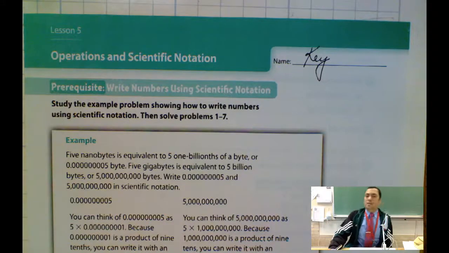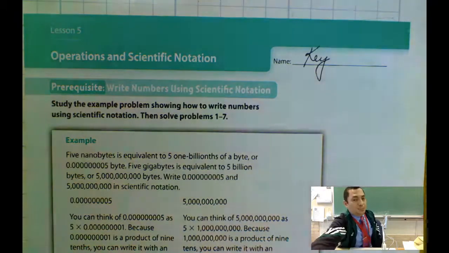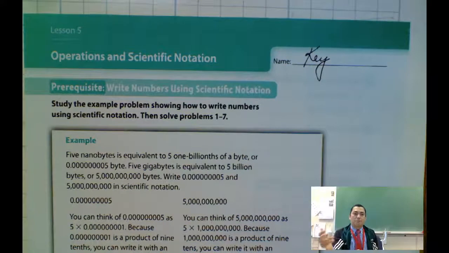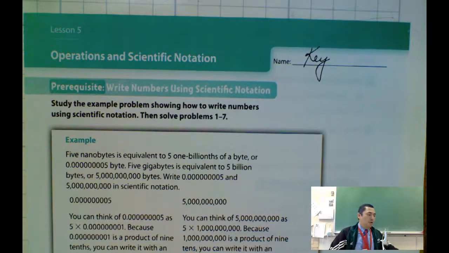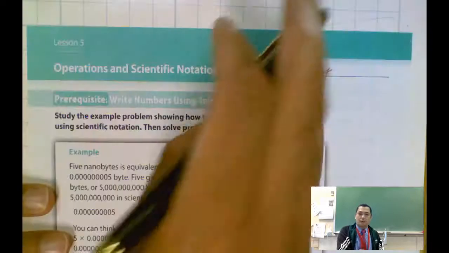We have lesson 5, operations and scientific notation, that we have started this week. And remember that the prerequisite is write numbers using scientific notation. So we want working with scientific notation. This work is in your math practice and problem solving. As you can see, it's the green paper. We are going to do page 51.